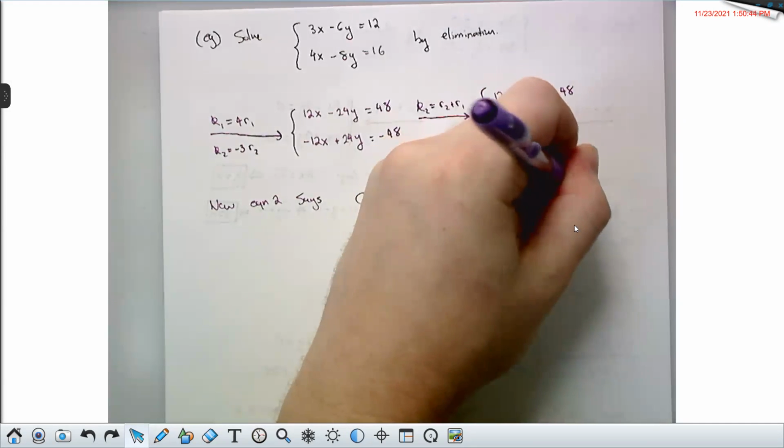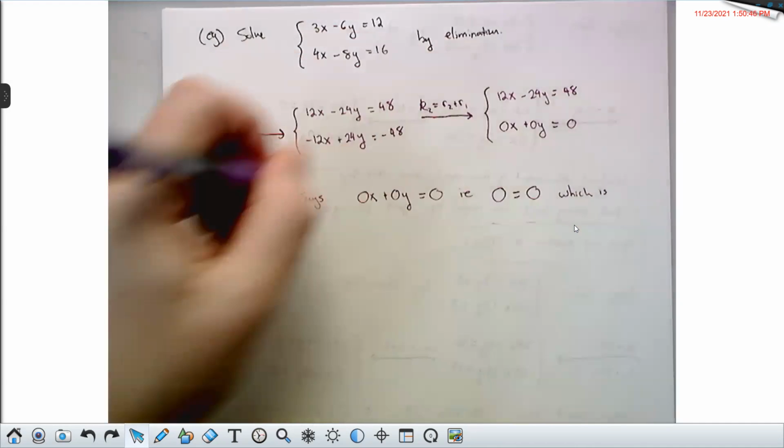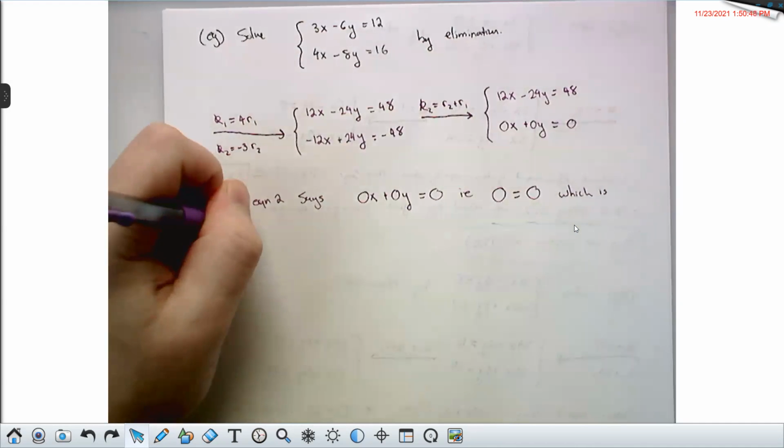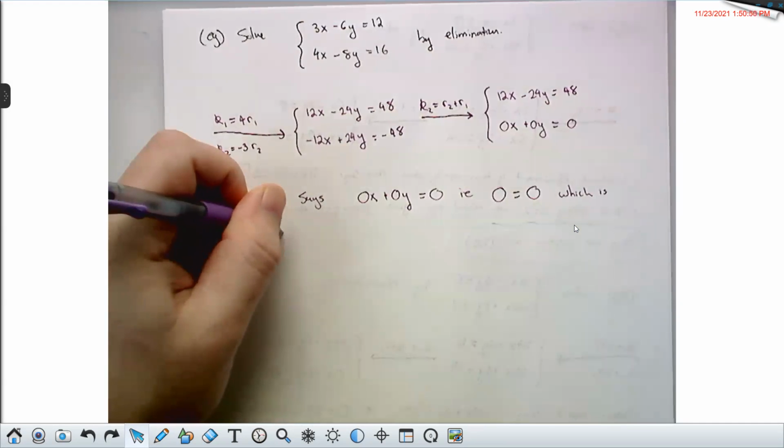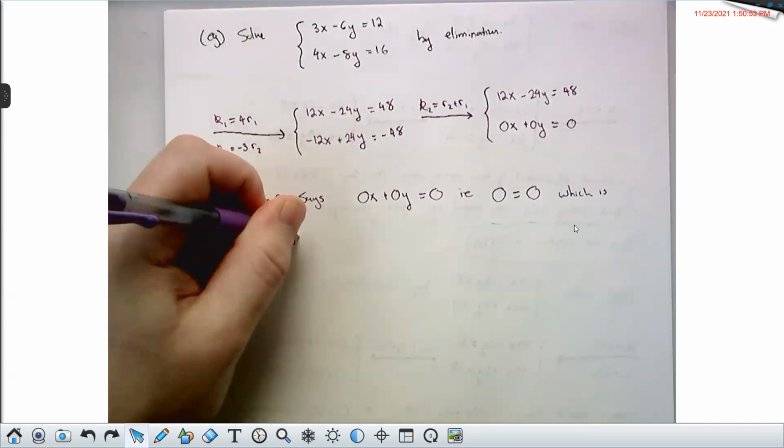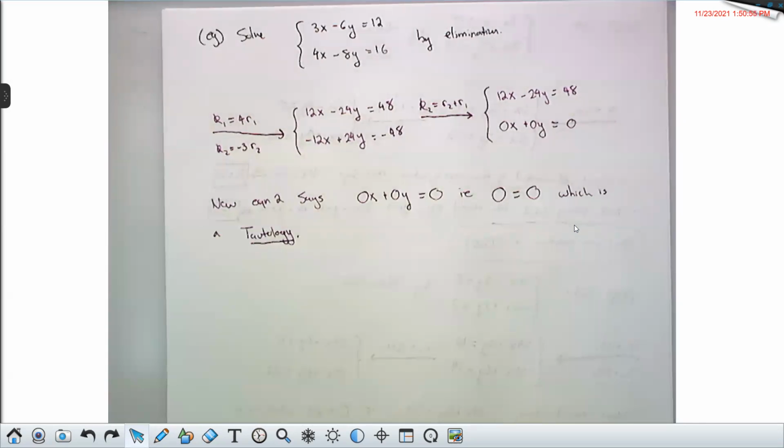And this is called a tautology. You ever take a class in formal logic? Tautologies and contradictions are the opposite of each other. A contradiction is a statement which is never true, regardless of the value of the variables. A tautology is a statement which is always true, regardless of the value of the variables. 0 equals 0 is a tautology.